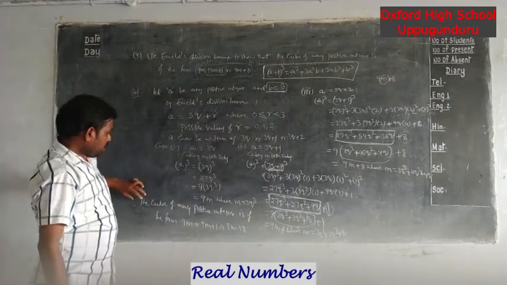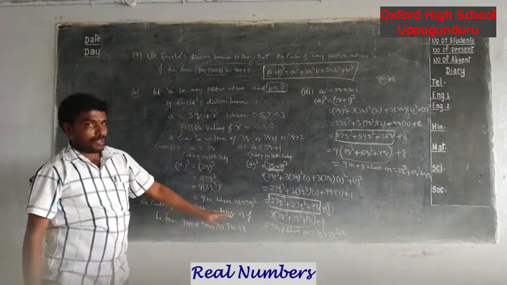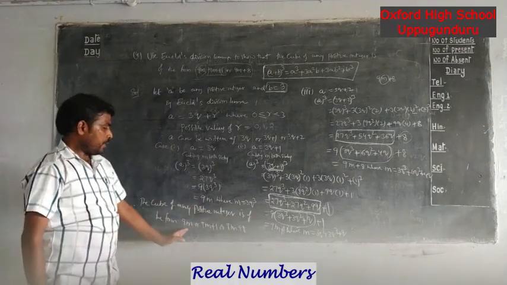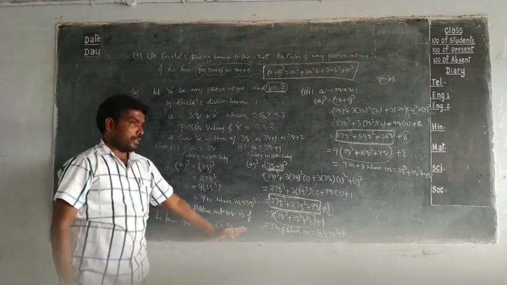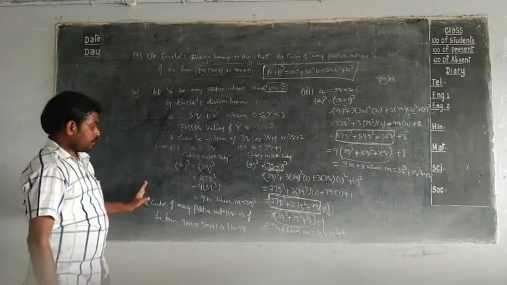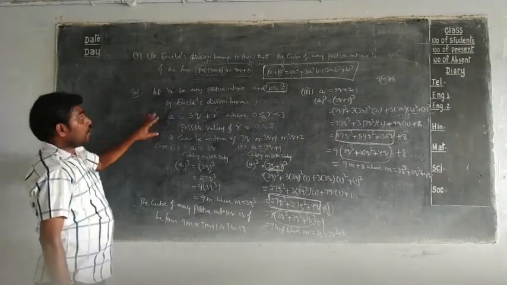Finally, you have to write that the cube of any positive integer is of the form 9m or 9m plus 1 or 9m plus 8. So in this way, you have to prove the fourth problem.